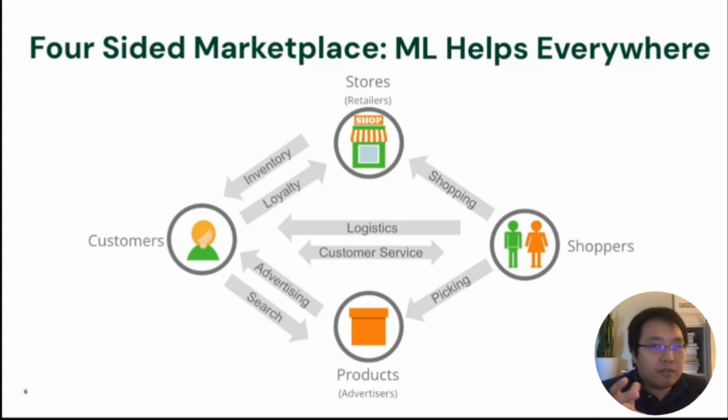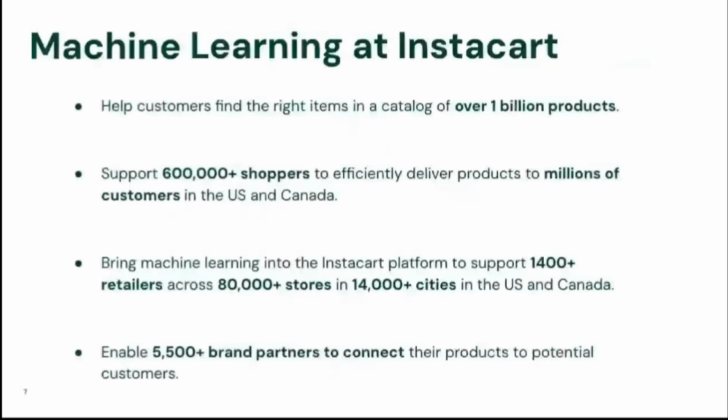Here are some high-level statistics to summarize ML at Instacart, and it probably helps to keep some of them in mind throughout the talk as we discuss scale: about 1 billion product items in the catalog, about 600K shoppers and millions of users, more than 1,400 retailers on the marketplace, and over 5,500 brand partners that leverage our advertisement platforms to connect to the customers.